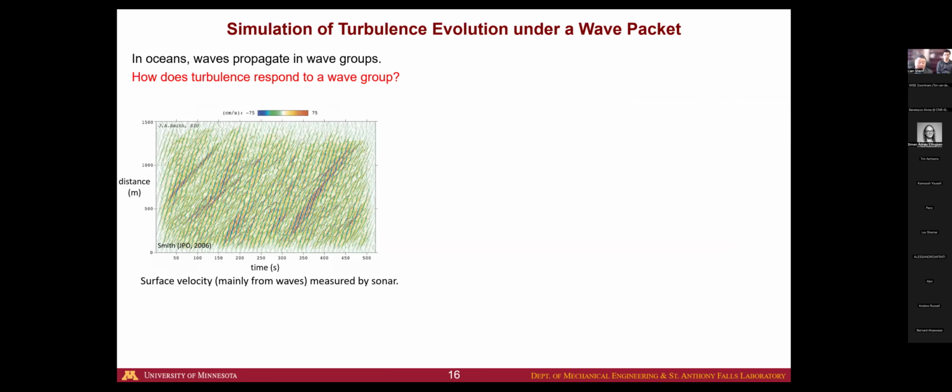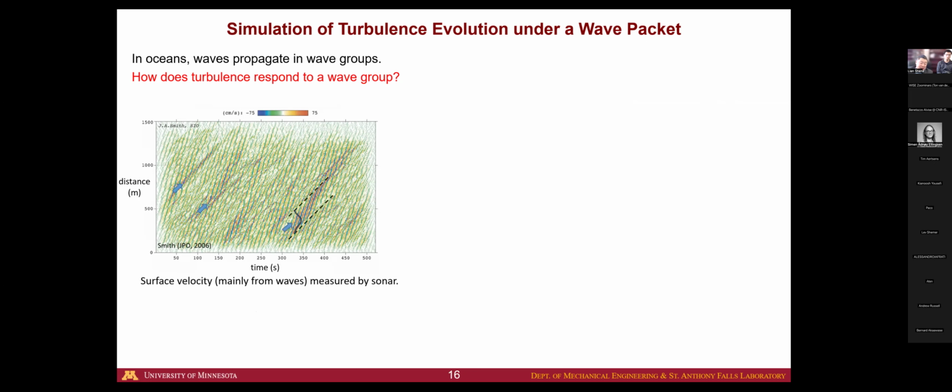And with that, we move on to study the effect of a wave group on the turbulence underneath it. This figure is from the literature, from Smith's JPO paper. That is a field measurement near Hawaii. What is shown here is that the vertical axis is the distance in space, the horizontal axis is time, and these field measurements show wave groups propagating in the ocean all the time.